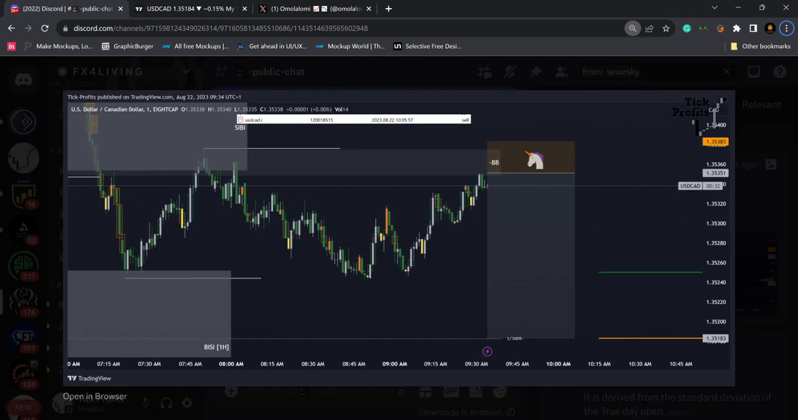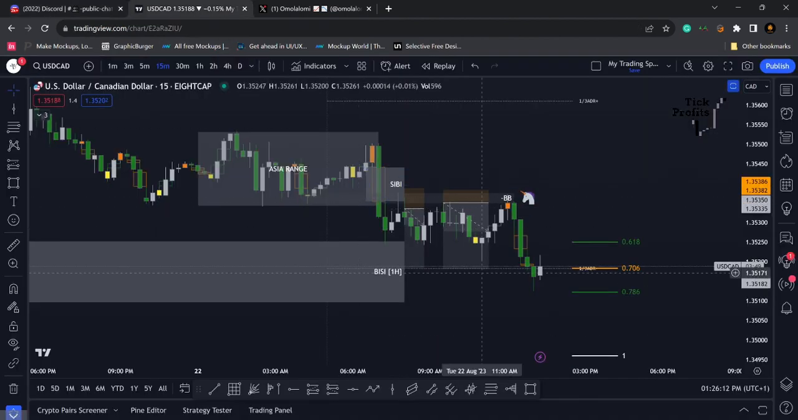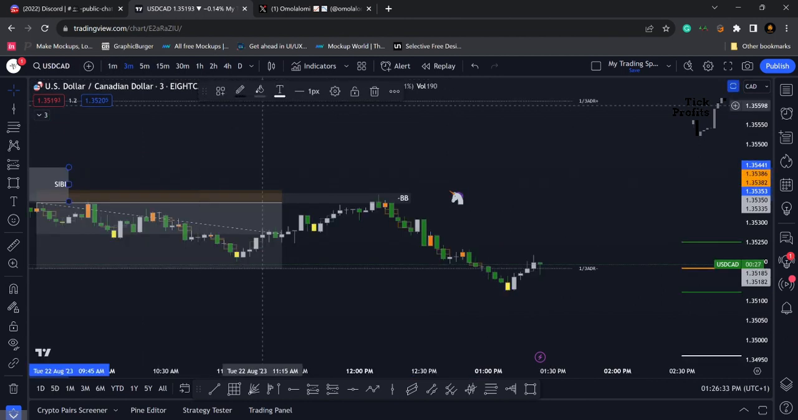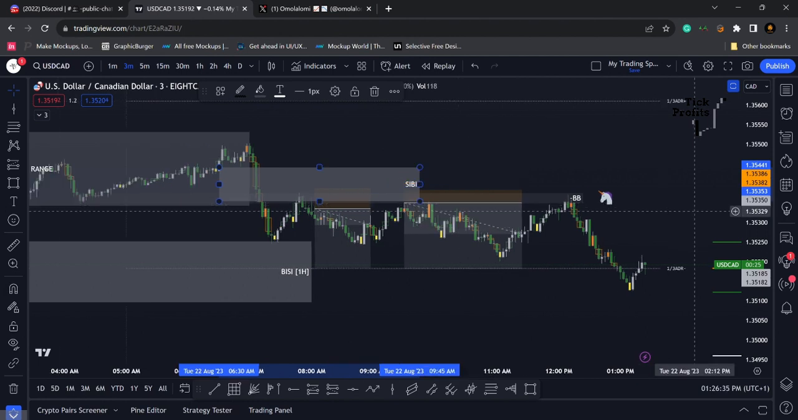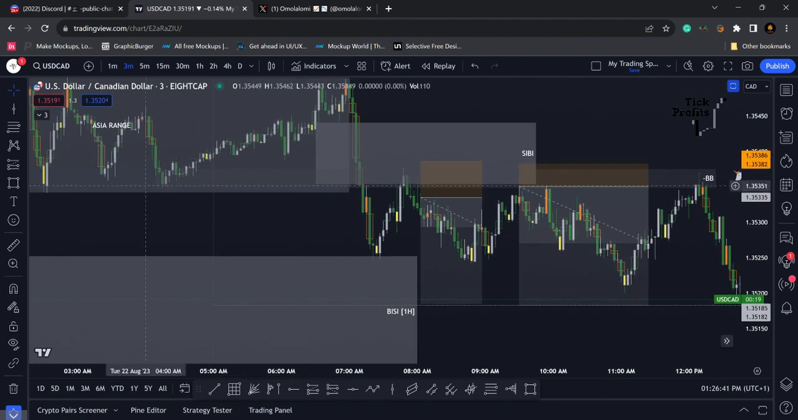When we saw that price was respecting, that was below the Asia range. When price broke down through the Asia range, we saw that there was a fair value gap here, and if we go to the lower time frame, you can also see this other block here.